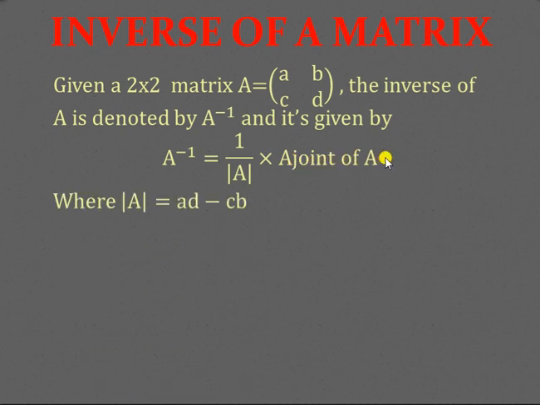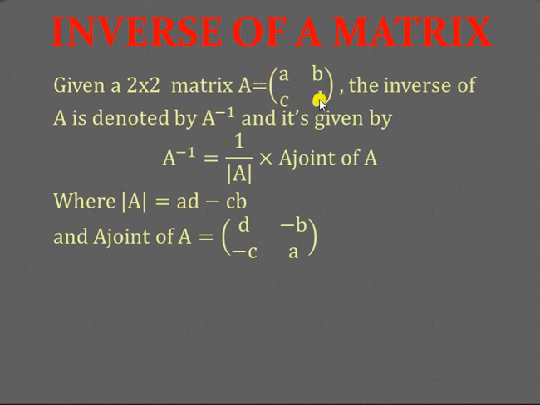How do we get the determinant? The determinant is obtained by multiplying the elements in the major diagonal, then you subtract the product of the elements in the minor diagonal. So you realize we shall have A times D, which is AD, minus C times B, which is CB. So that gives you the determinant of your matrix A.